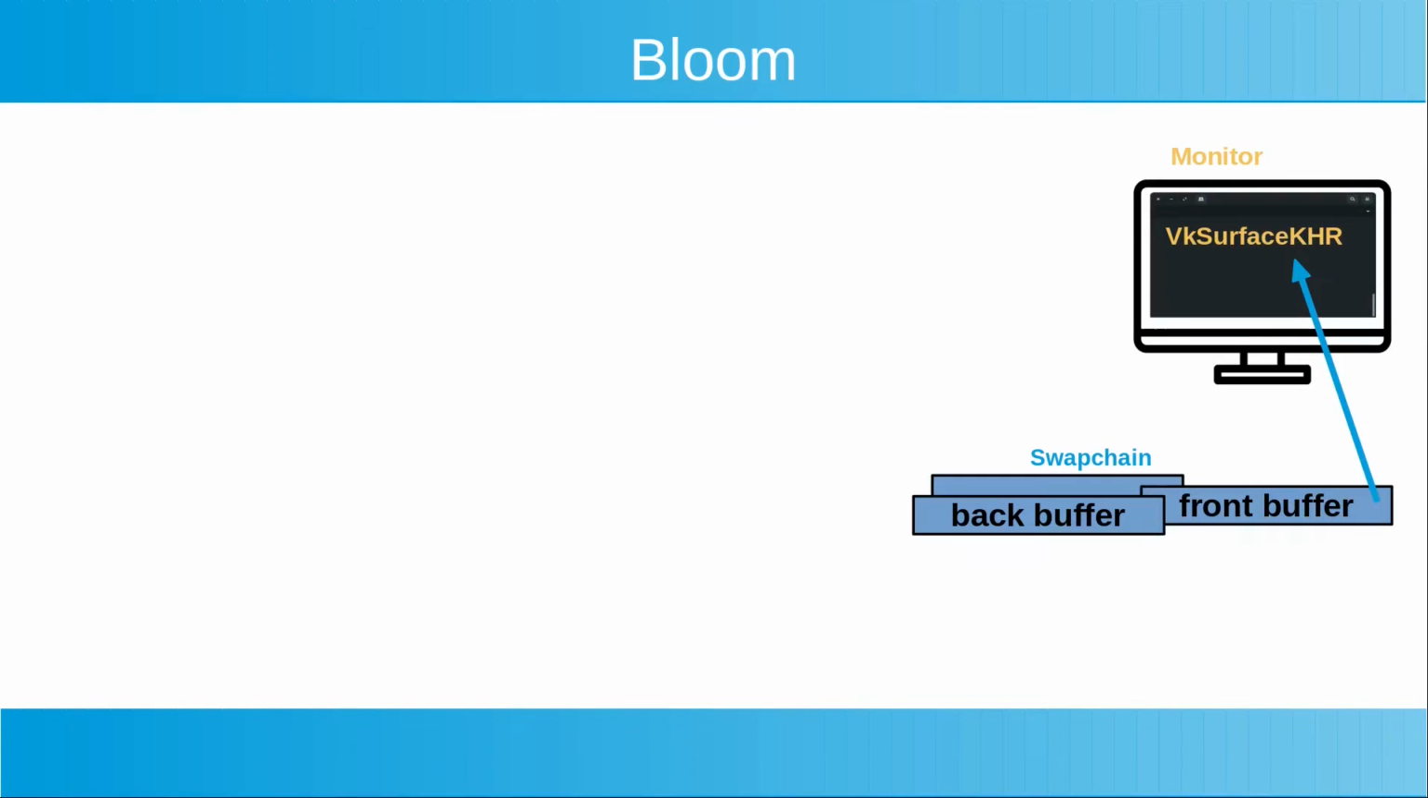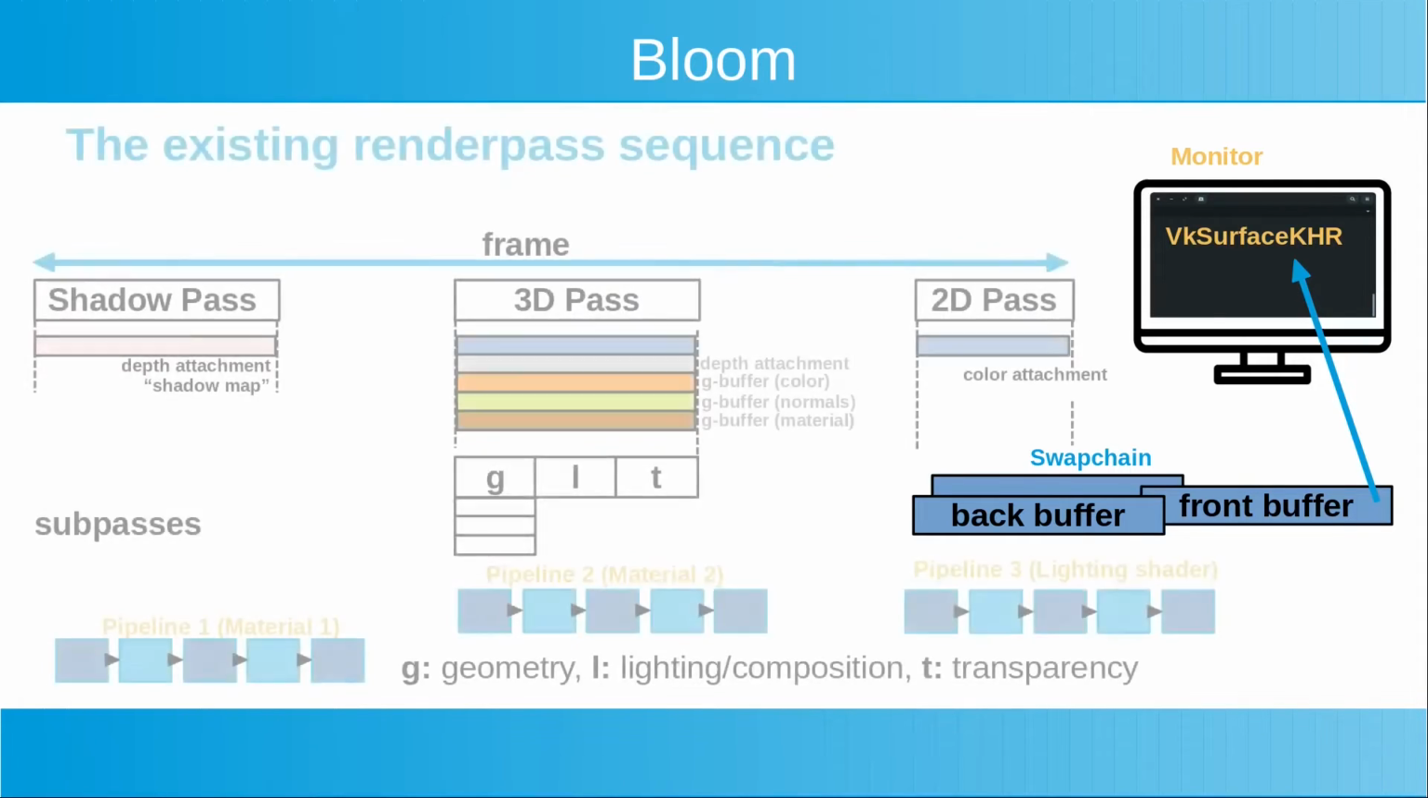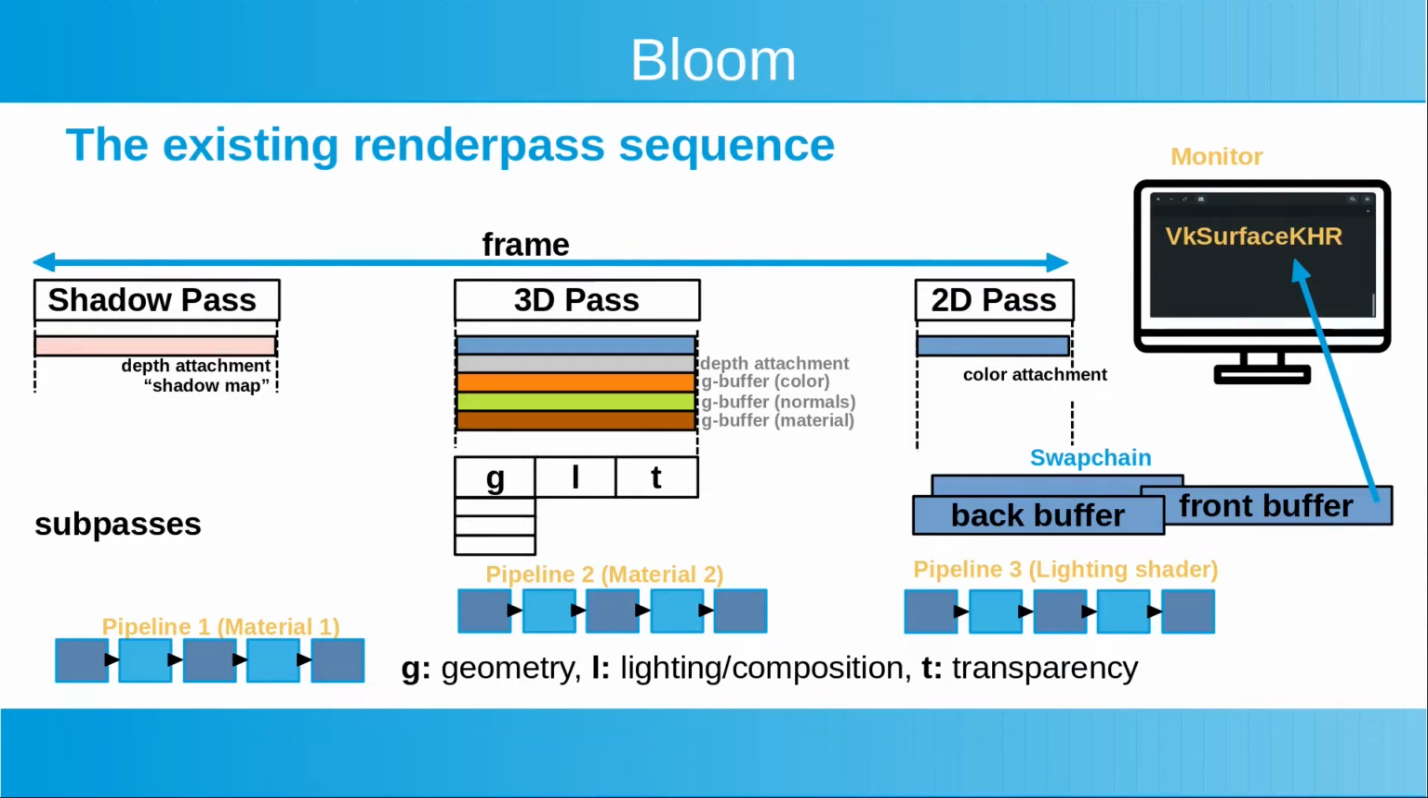Now that we know how it works, we can zoom out and take a look at the render sequence. This is where we left off last time. We had a shadow, a 3D and a 2D pass. The 3D pass is for deferred shading and has 3 subpasses for geometry, lighting, and transparency. In the geometry subpass, we render 3D models with different materials into the G buffer. In the lighting pass, we render into the main color attachment, which used to be provided by the swap chain.